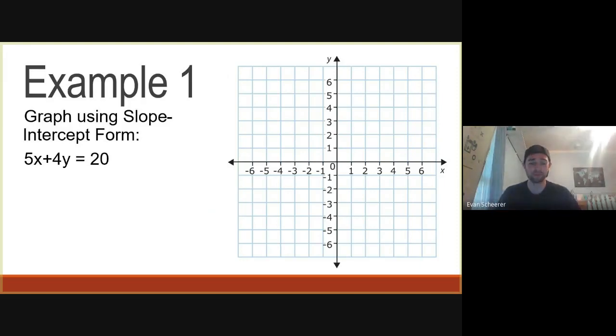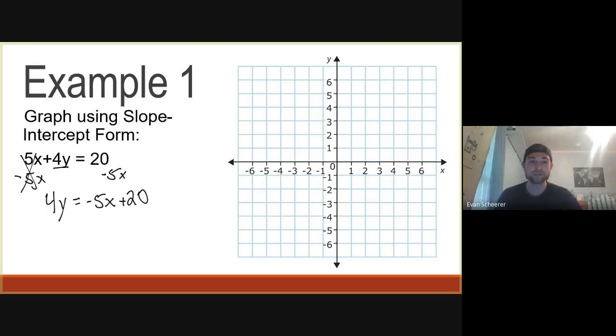So using slope-intercept form, we want to transform this equation right here into slope-intercept form, and then we want to graph it. So what we're going to do, we're first going to solve for y. We want to get this 4y by itself. So how we're going to do that, we're going to subtract 5x from both sides. So therefore, these cancel out, and we get 4y equals, now I want to line this up so that it's close to slope-intercept form. So I'm going to put minus 5x first, and then I'm going to put plus 20.